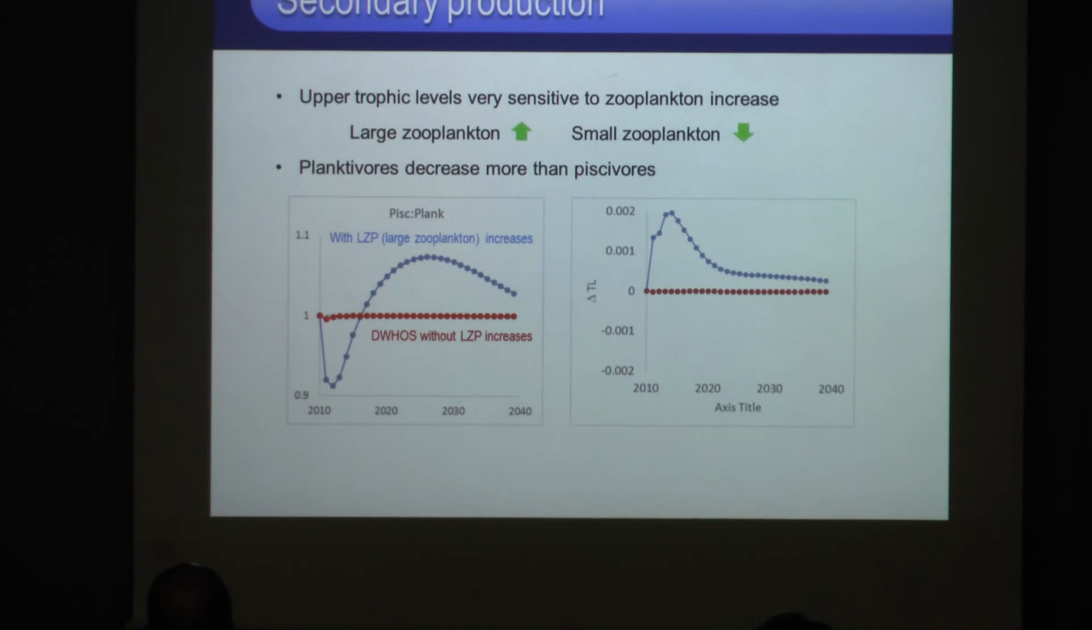The assumption that we made concerning the large zooplankton turns out to be rather important. So we've increased here the abundance of large zooplankton initially. This actually results in a decrease in the small zooplankton, and because of that, planktivores decrease, and we see a reduction in the piscivore to planktivore ratio, and an increase in the mean trophic level of the system.